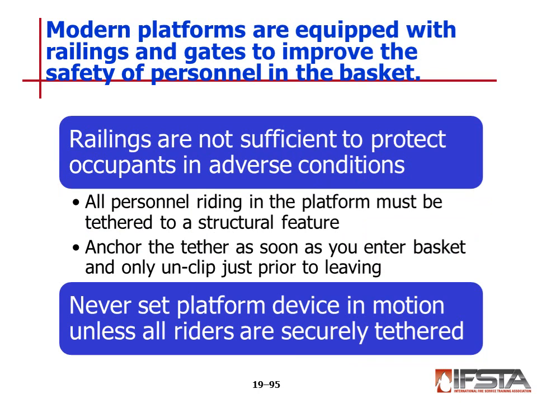Modern platforms are equipped with railings and gates to improve the safety of personnel riding the basket. Railings are not sufficient to protect occupants in adverse conditions. Lives have been lost when baskets have caught momentarily on the edge of buildings, snapping back and launching personnel over the railings. All personnel riding in the platform must be tethered to a structural feature of the platform or an approved anchor at all times.